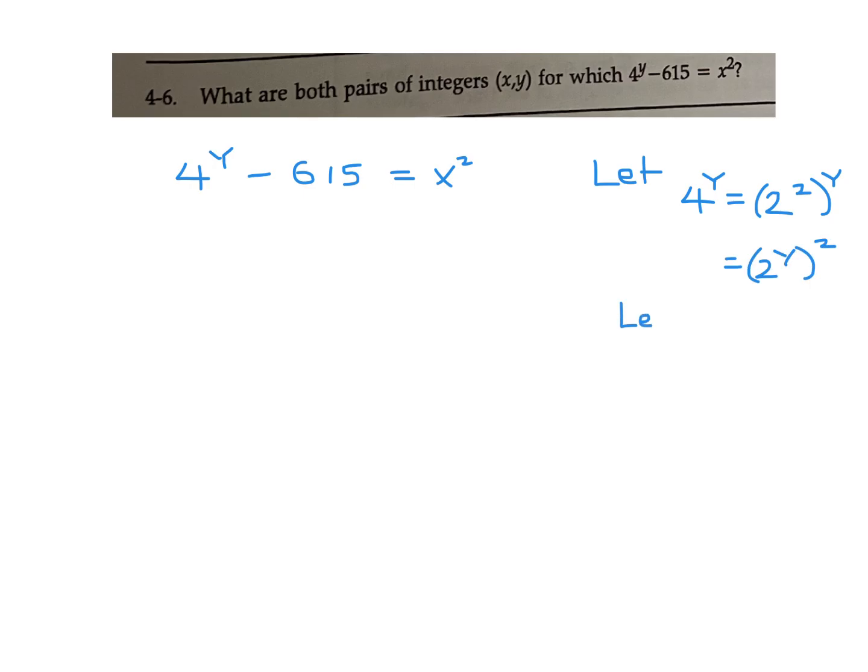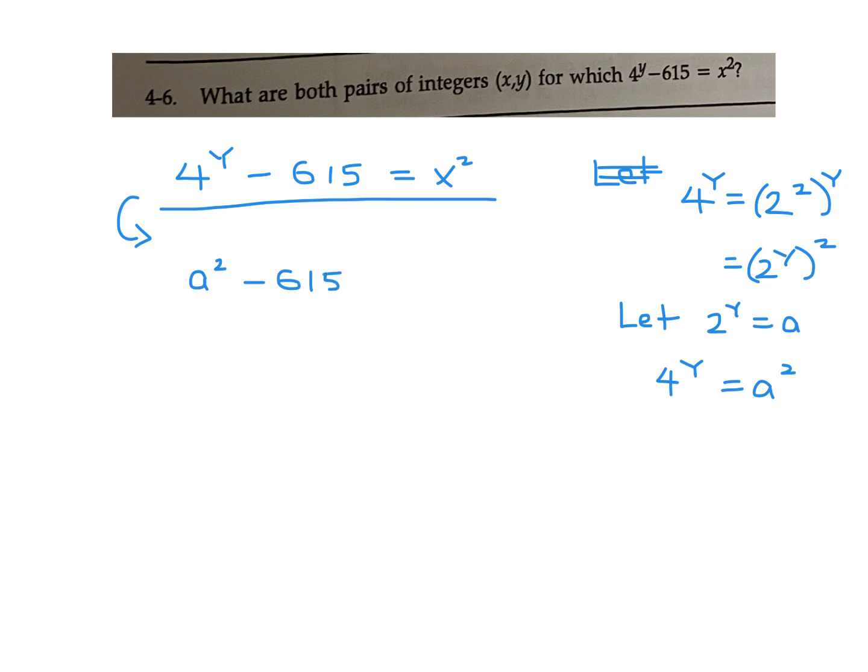What I'm going to do is let 2 to the power of y equal something. Let's call it a. That way this 4 to the power of y is a squared. I just think it makes it a little bit cleaner and easier to understand. You don't necessarily need to do that, but I think it's nicer. So now this becomes a squared minus 615 is equal to x squared. And if I put the a squared and the x squared together, a squared minus x squared is equal to 615.